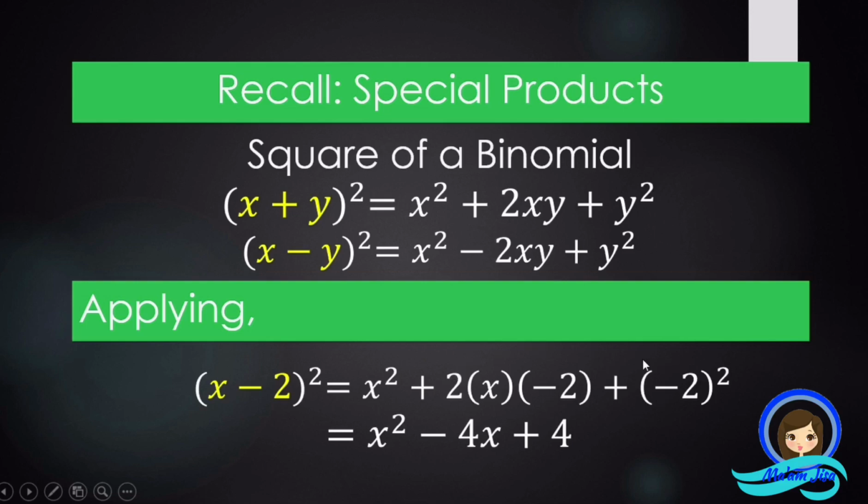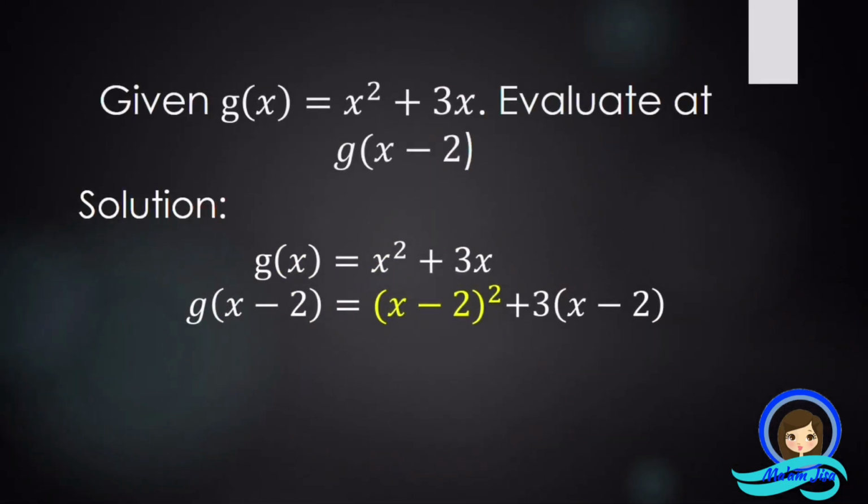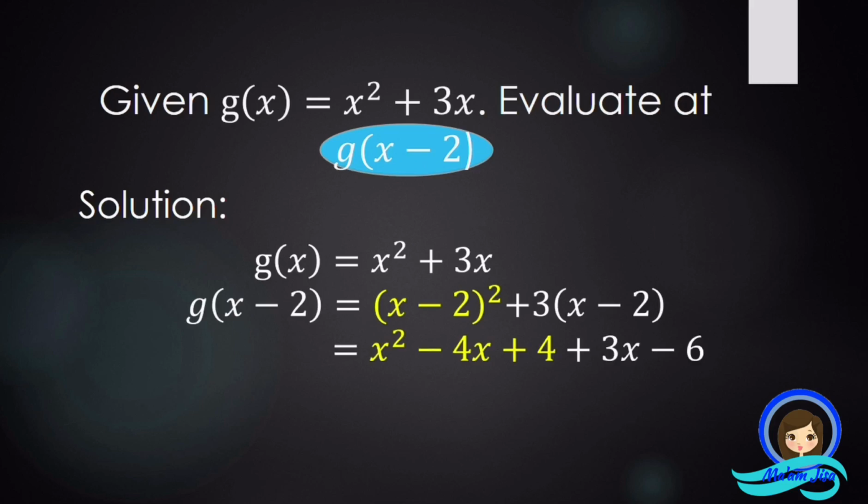You can see the solution in this particular part. So let's go back to our function. The square of quantity x minus 2 is x squared minus 4x plus 4. And then we distribute 3 to each term. So 3 times x is 3x. 3 times negative 2 is negative 6. In this part, we can see similar terms like negative 4x and 3x, and then the constant terms 4 and negative 6. So we need to combine them or rearrange them.